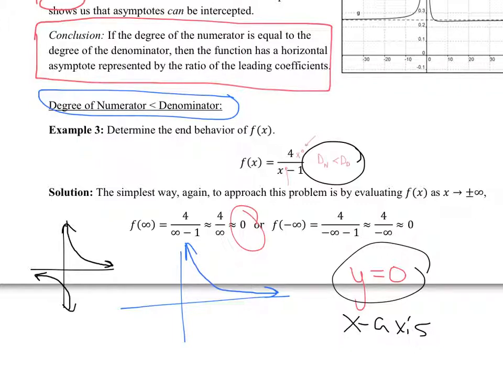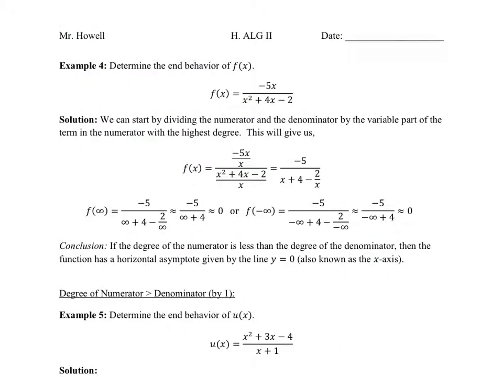Let's prove that using that other method instead of plugging infinity in for x. So look at this one here. The degree of the numerator is what? What is it?